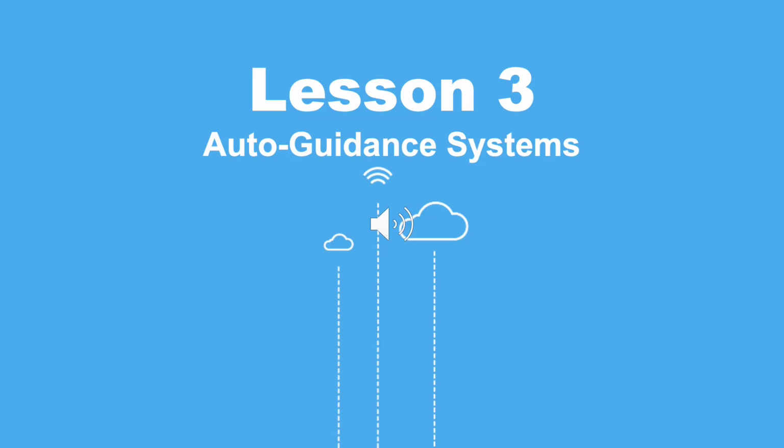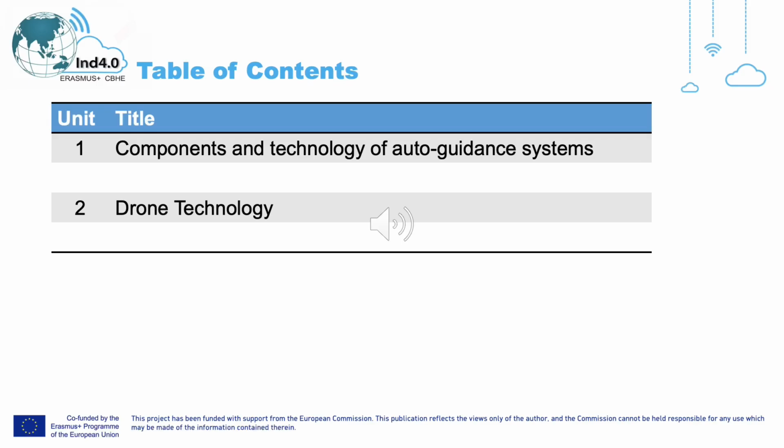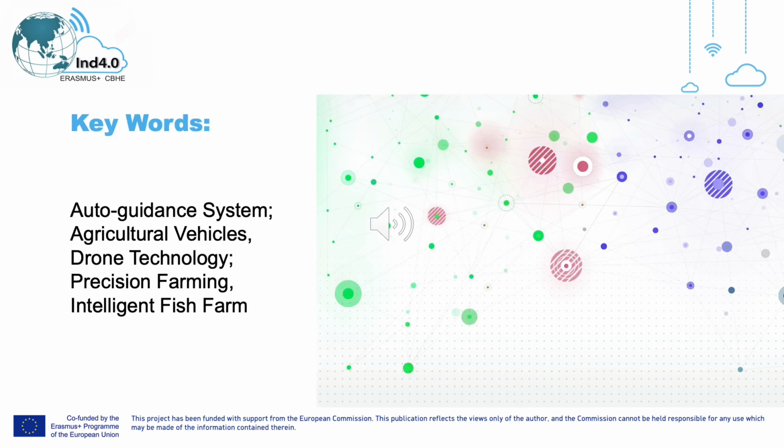Are you ready to move on to lesson 3? It will be on auto guidance system. This lesson will cover 2 units: components and technology of auto guidance systems and drone technology. The keywords are auto guidance system, agriculture vehicles, drone technology, precision farming, and intelligent fish farming.